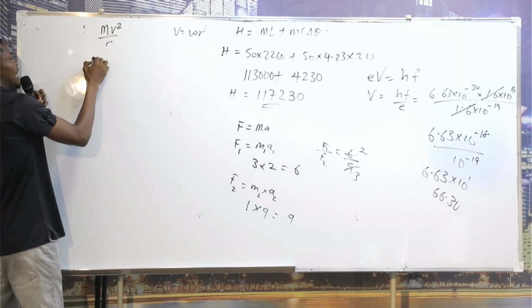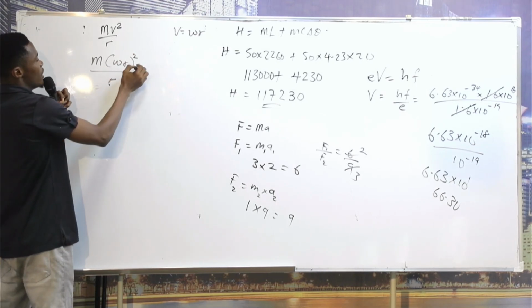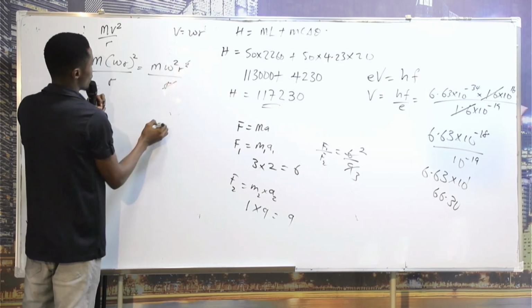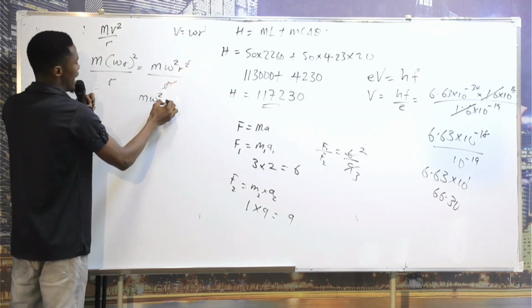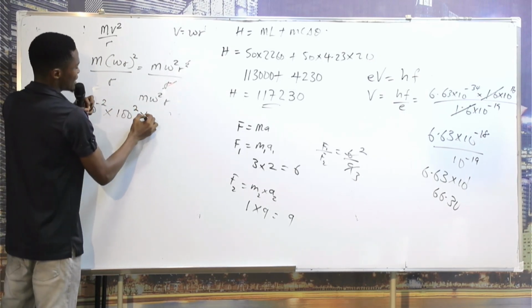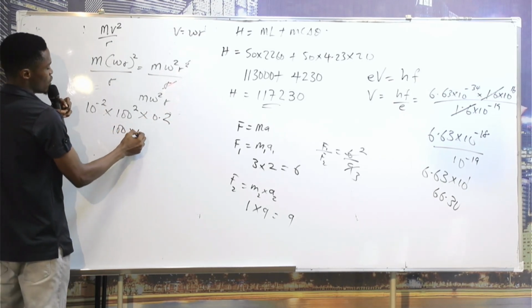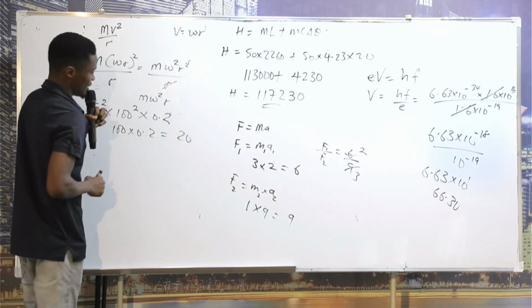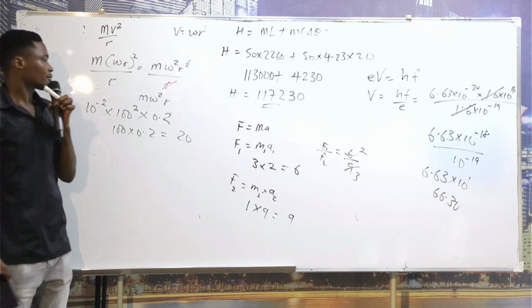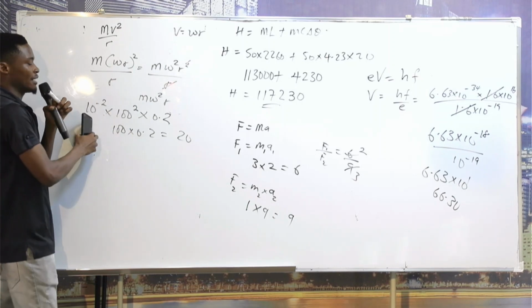So by the time you put it here, you will have m bracket omega r squared over r. Which when you evaluate, m omega squared r squared over r, cancel. You have m omega squared r. So mass is 10 power minus 2 times 100 squared times 0.2. So this will be 100 times 0.2, which will give us 20. 20 newton. So the force experienced is 20 newton. Because this is 100 times 100, so one of the 100 will cancel this one.